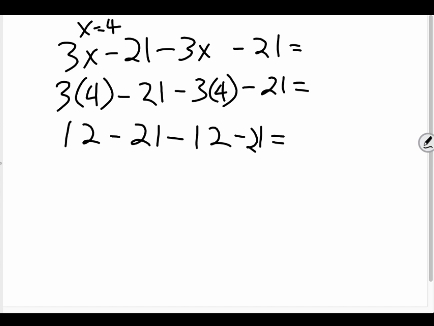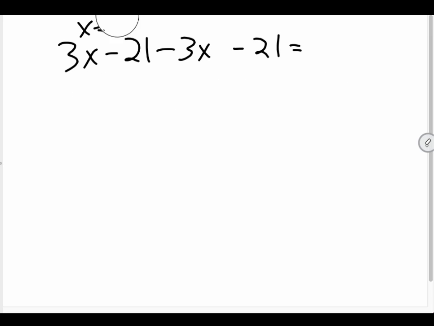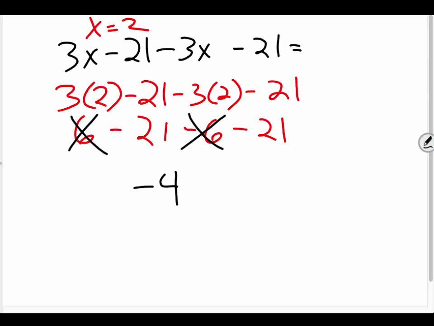What happens with the 12s? They cancel, right? We got negative 42. Does that make sense? Yeah. So now if I go back, somebody said let x equal 2. Well, I do the same thing. 3 times 2 minus 21 minus 3 times 2 minus 21. I get 6 minus 21 minus 6 minus 21. Again, the 6 cancels with the other 6, and we get negative 42.